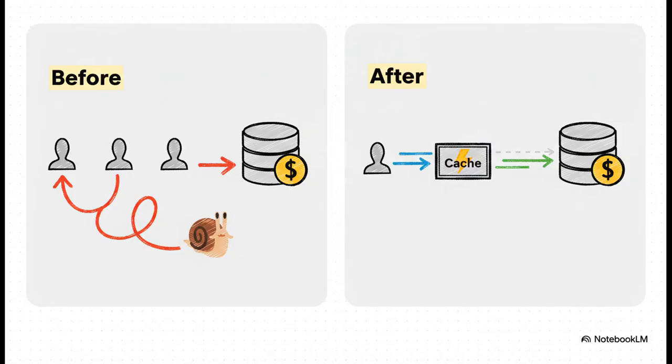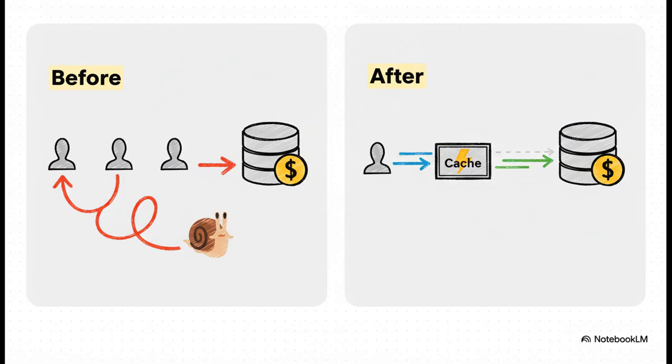Oh man, caching. This is an absolute game changer for both speed and your wallet. So look at the before state. Every single user request is pounding on your expensive database. Not good. But after, we slip a super fast, super cheap little memory store, a cache, right in front. Now, when someone makes a common request, we just serve it instantly from the cache. The database never even knows it happened. It's way faster for your users and way cheaper for you.